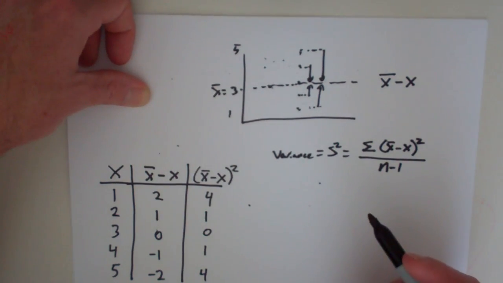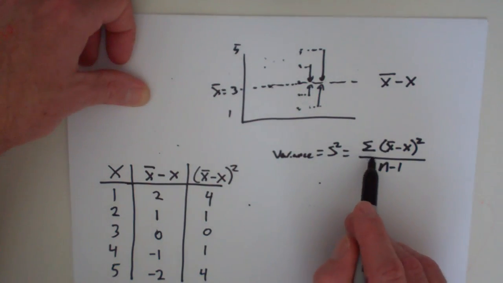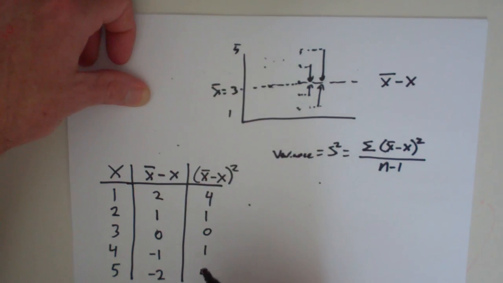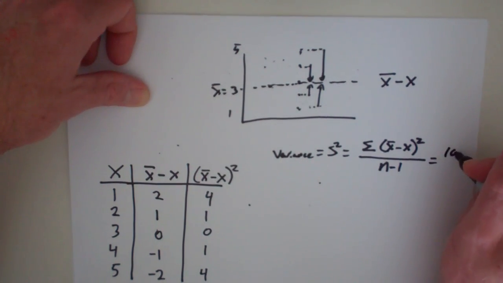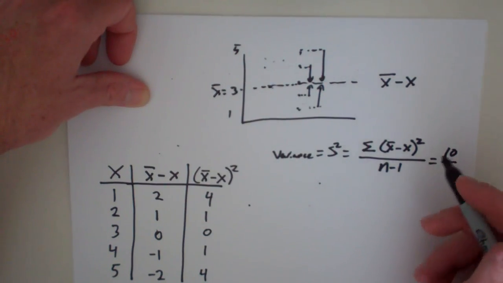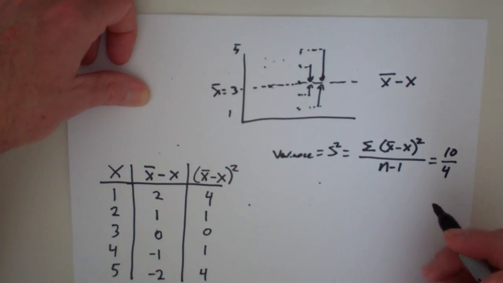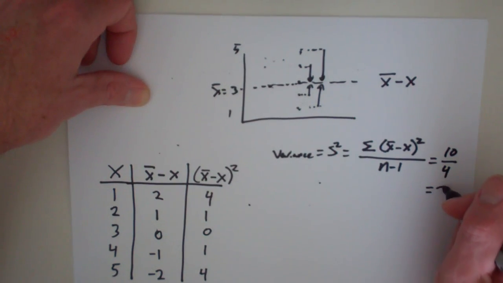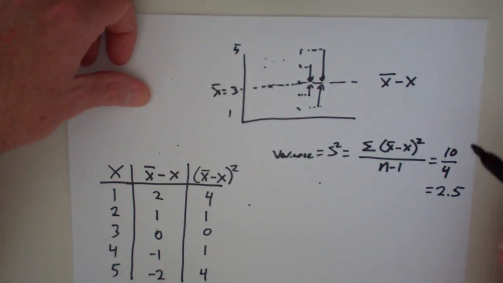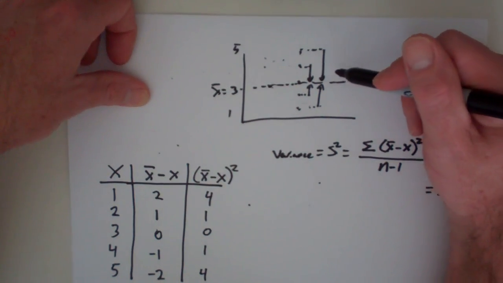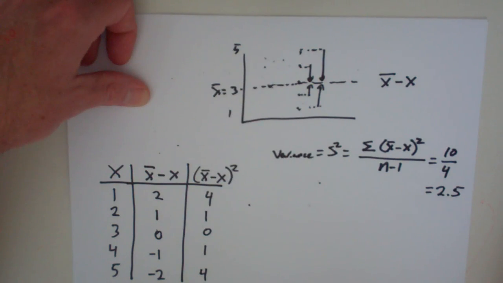But to calculate this variance, now all we have to do is sum this column. So if we sum this column, we get 10. And we can divide that 10 by the sample size, which happens to be 4. And what we get is the variance is 2.5. Okay, the variance, since it's the squared difference of each point from the mean, doesn't mean so much.